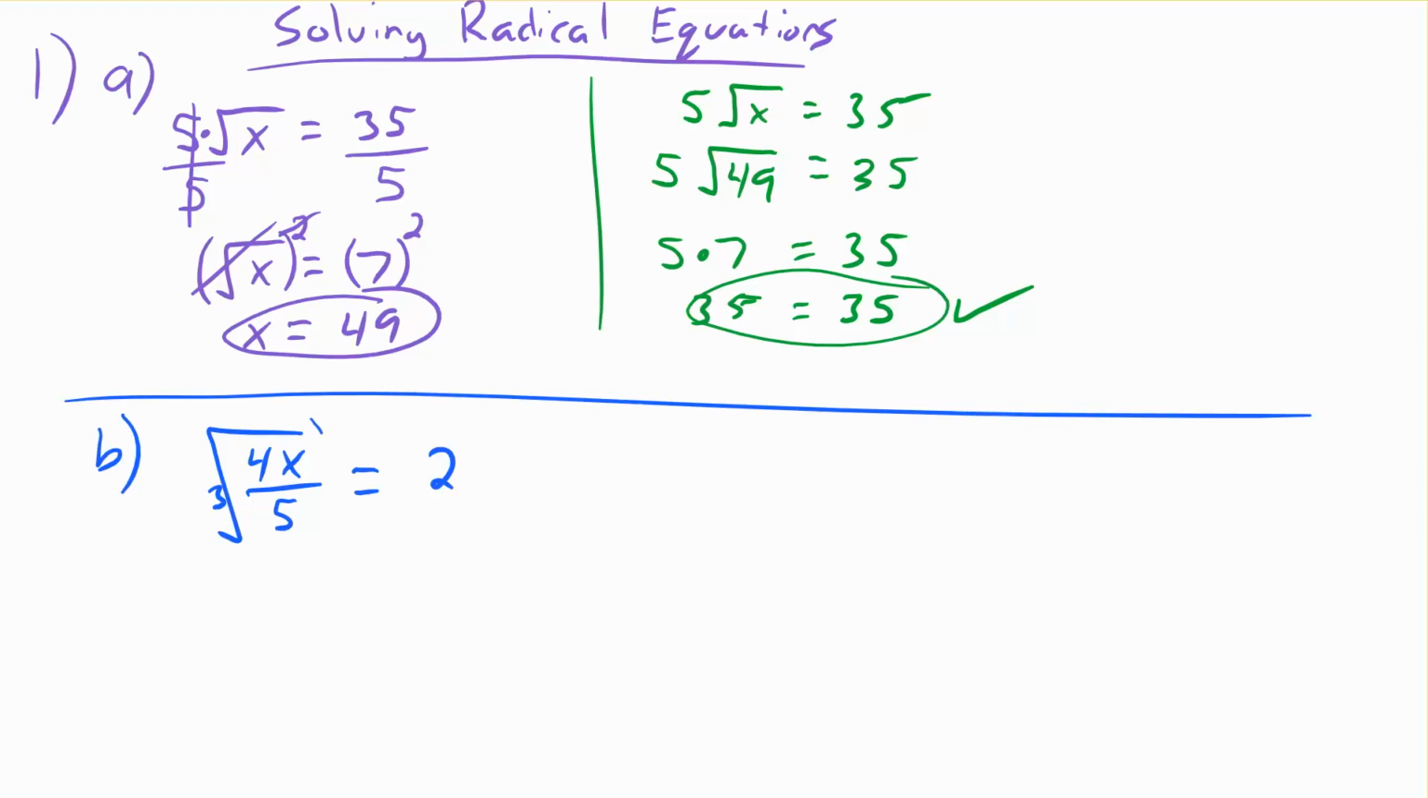The way we get rid of that is by cubing both sides, going to the power of 3 on both sides. The reason is that if I have to the power of 3 and then a cube root, they cancel each other out. So what we have left is 4x over 5 is equal to 2 to the power of 3, which is 8.